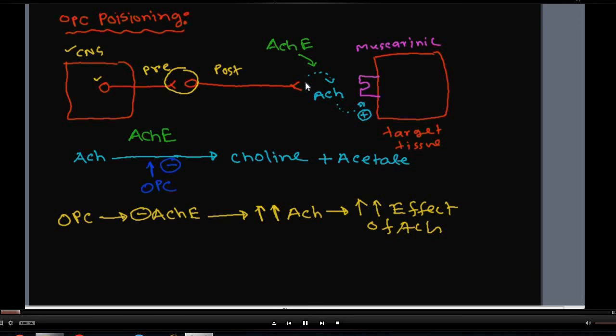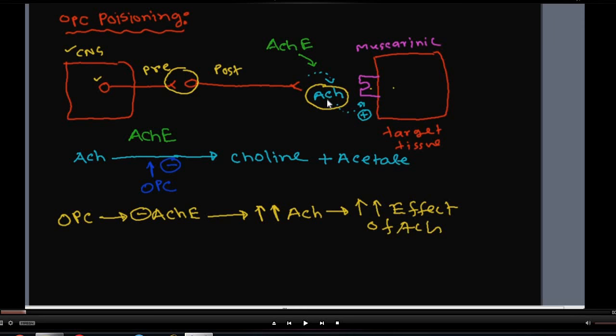And the postganglionic neuron in the parasympathetic nervous system releases acetylcholine as a neurotransmitter, right? You can see acetylcholine is released by the postganglionic neuron, and this acetylcholine stimulates muscarinic receptors on the target tissue. This red box represents the target tissue, and on the surface cell membrane of the target tissue you can see there is a muscarinic receptor, and acetylcholine stimulates the muscarinic receptor on the target tissue.